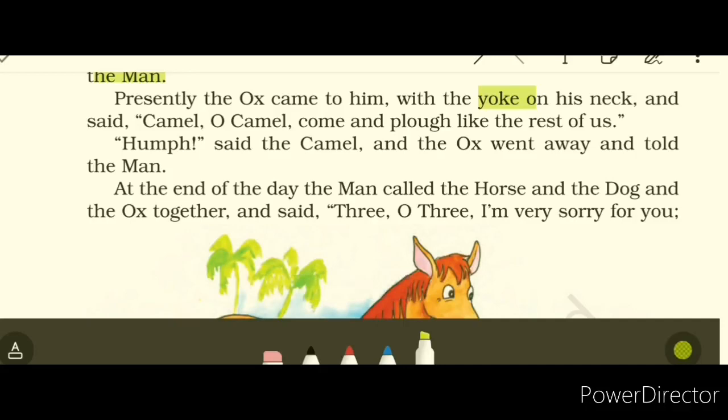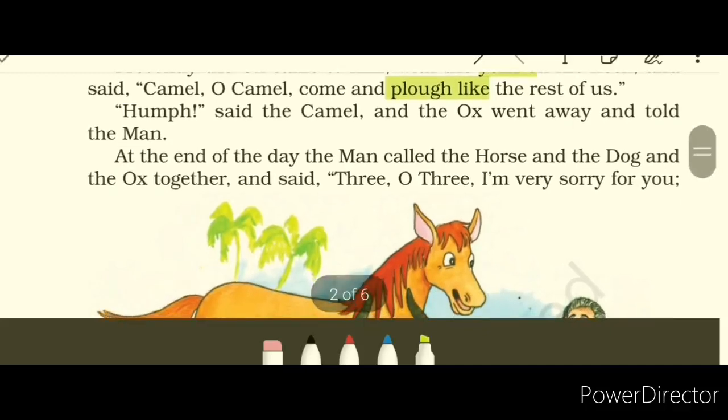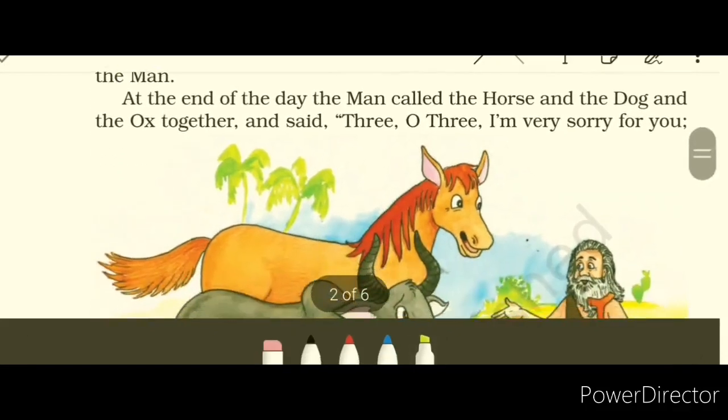He comes with a yoke on his back and says, "Camel, oh camel, would you like to plow? Loosen the hard earth and make it ready for cultivation, like the rest of us are doing, because the other animals are working." So the camel had the same classic reply. It said humph. And then the ox also went away dejected, and he told everything to the man.